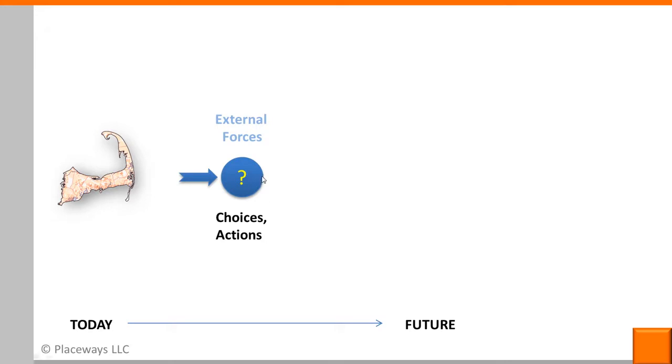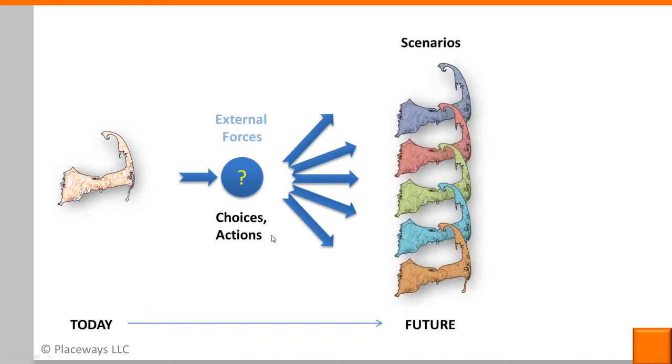The problem is that there are so many different possible external events and so many different possible choices and actions that there is an infinite number of permutations of possible futures, and this is why predicting the future is hard. What scenario analysis does is try to take some snapshots of those different alternative futures and study a few of them to learn more about the rest.